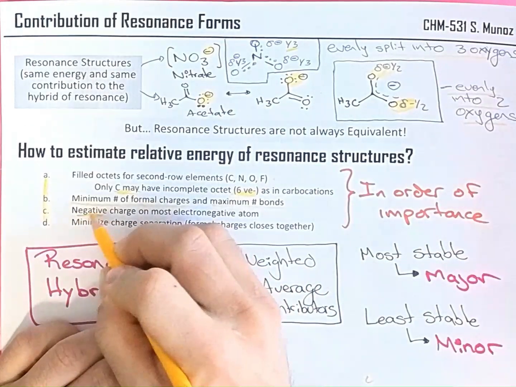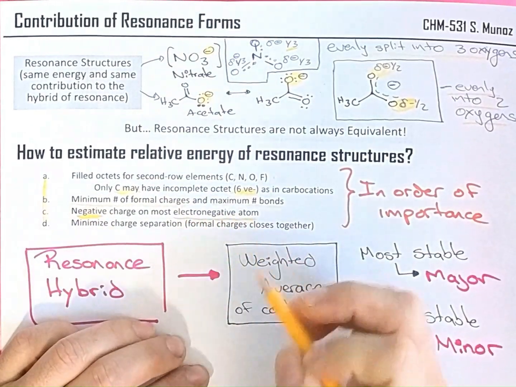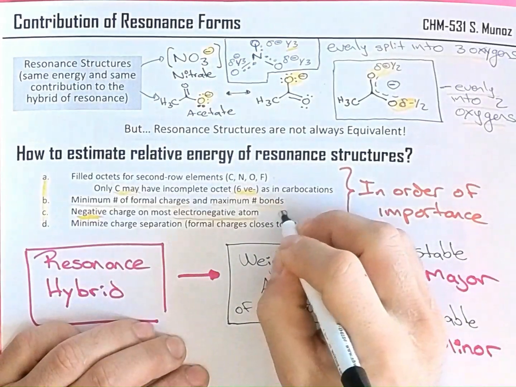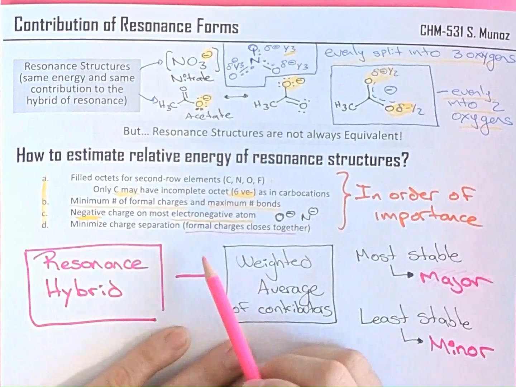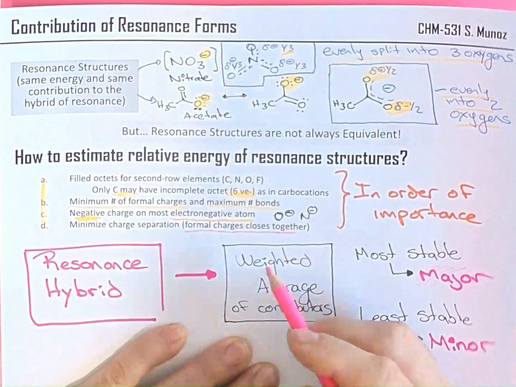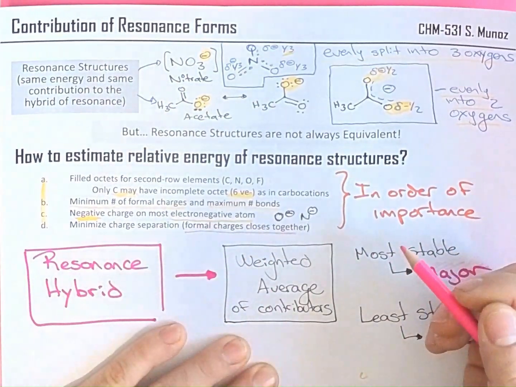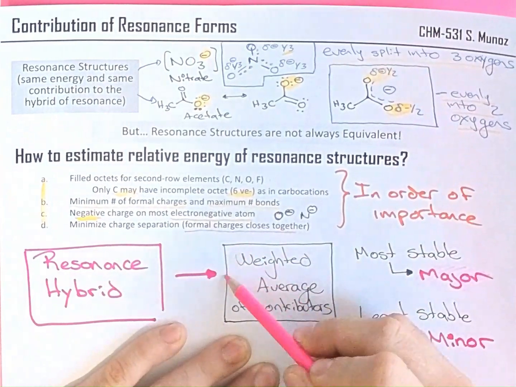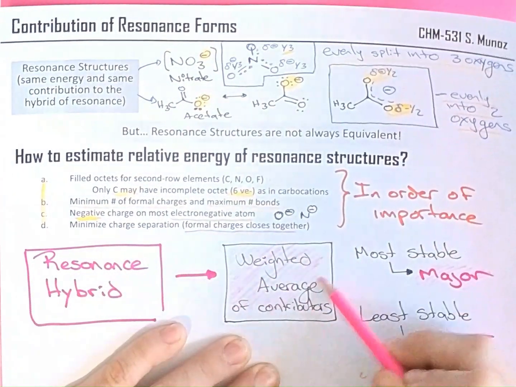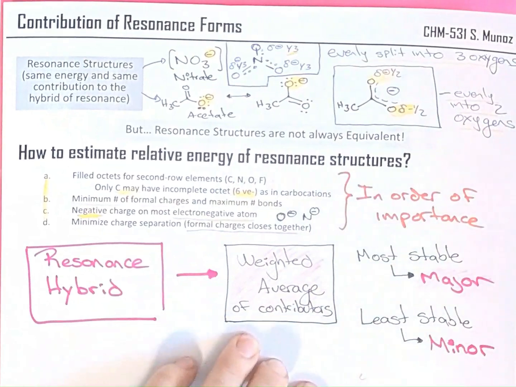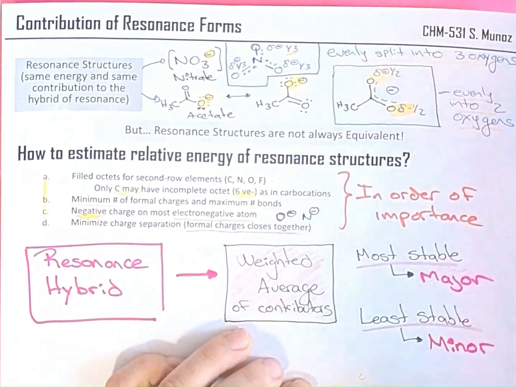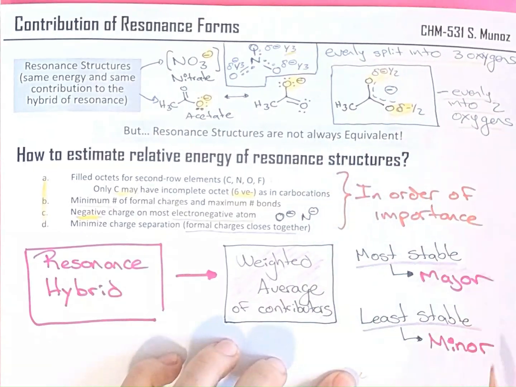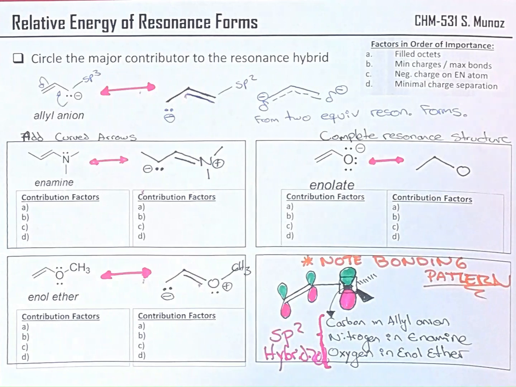And of course, you want to place the negative charge on the most electronegative atom. For example, you want to have a negative charge on oxygens or nitrogens, but in addition, you want to minimize the charge separation, and you want the formal charges to be close together. You should recall that the resonance hybrid is the weighted average of all the contributors, and weighted average implies that we should know which contributor is the most stable and which one is the least stable, because that will be the major contributor and minor contributor, respectively. This is best illustrated if we show a couple of examples.